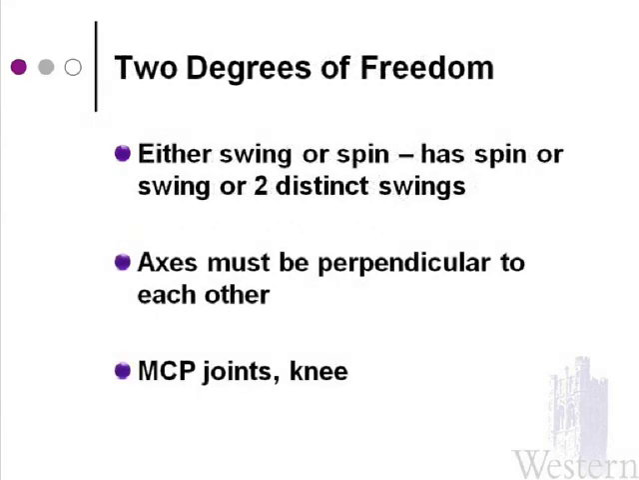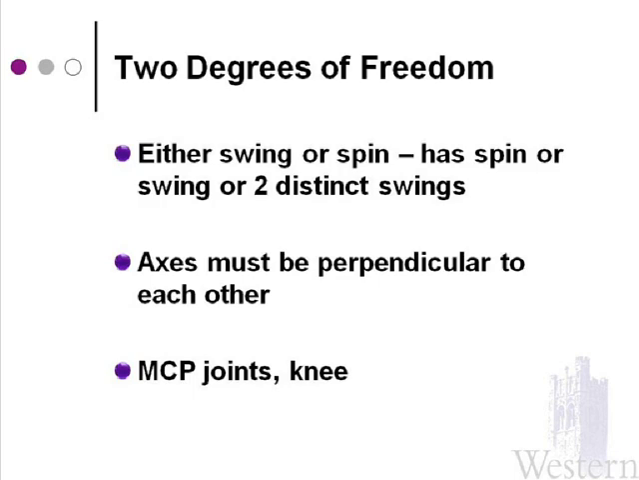Joints with 2 or more degrees of freedom may have a spin available in addition to the swing, or may have 2 distinct swings. In joints with 2 or more degrees of freedom, the axes of rotation for each of the movements must be perpendicular to each other. The MCP joints have 2 distinct swings, flexion extension and ab and adduction. The small amount of spin that occurs with these movements is not under voluntary control and is therefore not considered a 3rd degree of freedom.